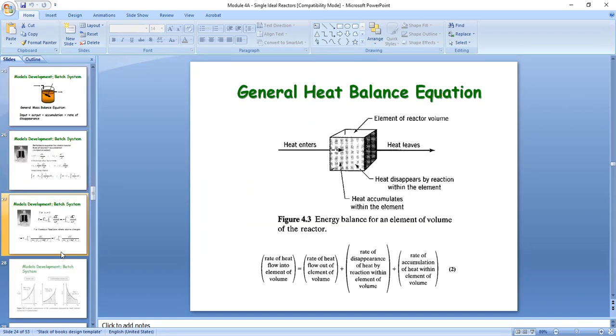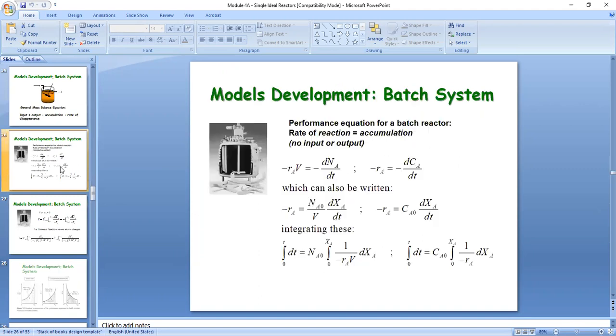As for the batch reactor, we have this performance equation. The time, the holding time or the residence time, is equal to C_A0 times the integral of dX_A over the rate, where the rate is dependent on the type of the reaction. So this is where they're going to vary. You can also simplify it based on this one here.